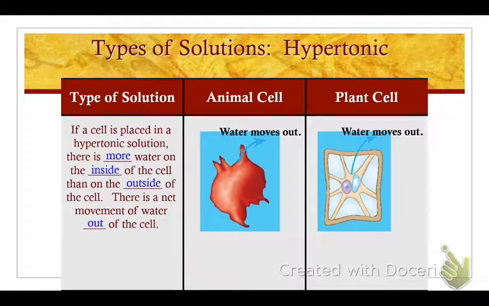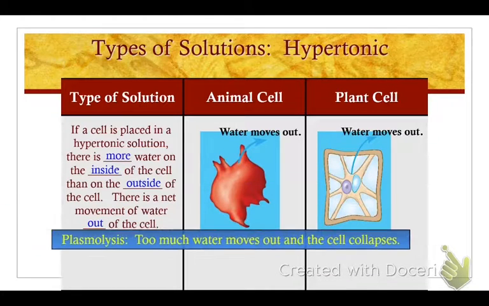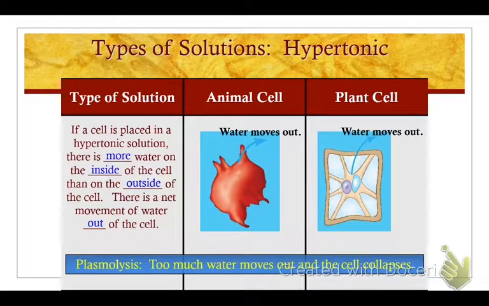Okay, this is like what happens if you are swimming in a pool or you're in the ocean for a long time. What happens to your fingers and toes? They look all wrinkly, right? Because the water is actually moving out of your skin cells, and they are starting to shrink. We call this plasmolysis, when too much water moves out and the cell collapses. It's essentially imploding.